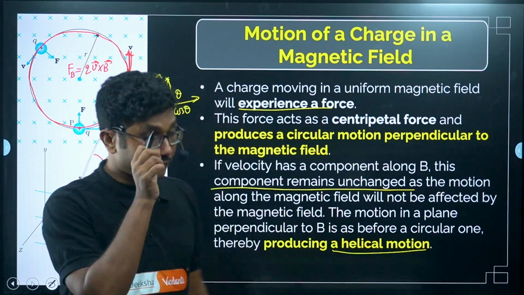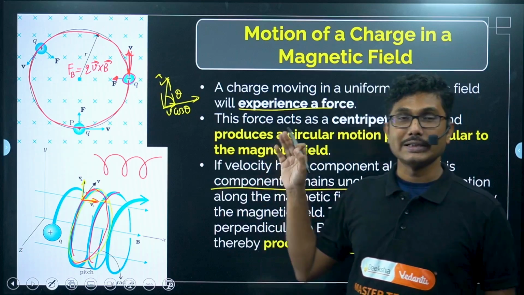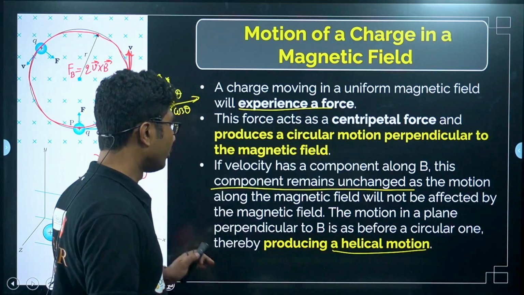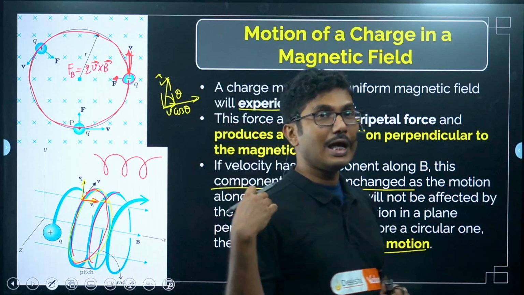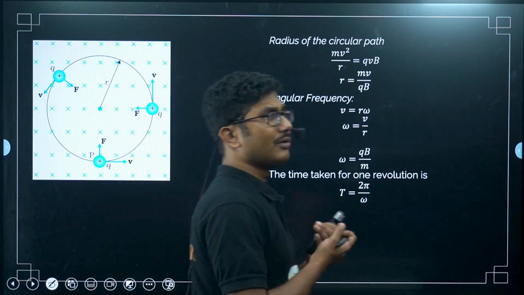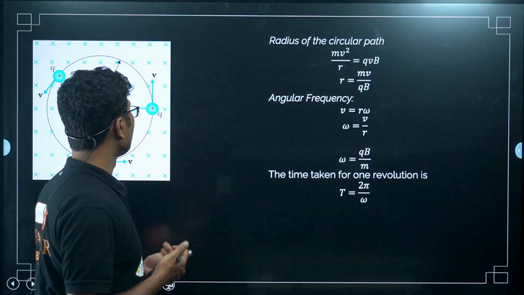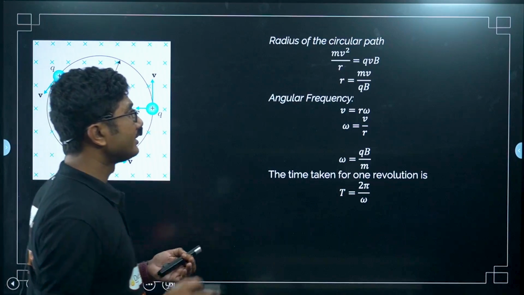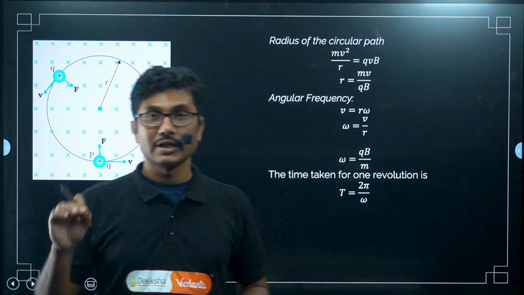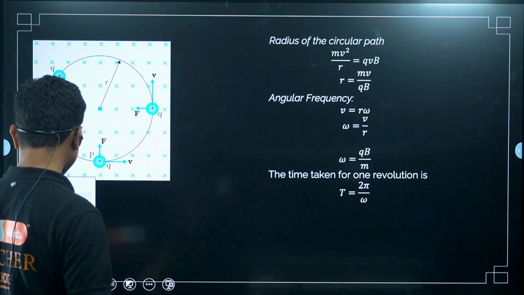The geometry of the helix is not in your syllabus. It is similar to that of a parabola or hyperbola. There is an equation for a helix as well, but that is not in your syllabus, so don't worry about it. But you should remember this structure is called a helix. It's like a spring. Now let us discuss the radius, angular frequency, and time period of this motion. These formulas are very important. Many times objective questions and numerical questions for your board as well as KCET come from this. So let us understand this concept.